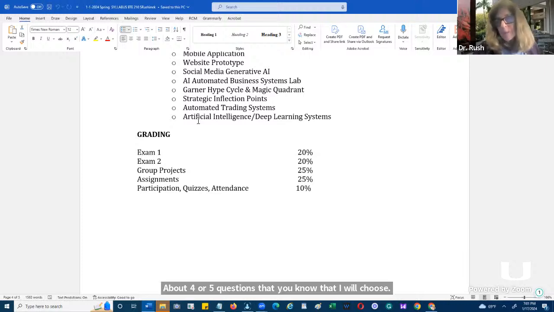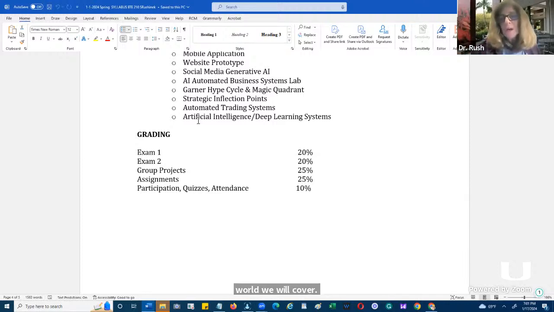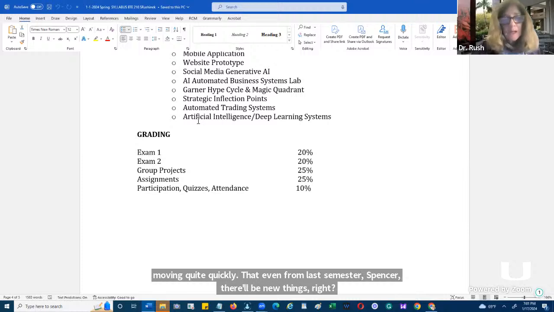So you have preparation, and it will be more targeted rather than having no idea what in the world we will cover, because we'll do additional readings. We'll discuss a number of the topics that are relevant now. And especially with generative AI, things are moving quite quickly, so even from last semester, Spencer, there'll be new things appearing that we can look at.